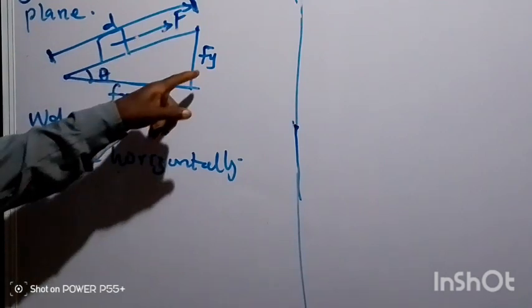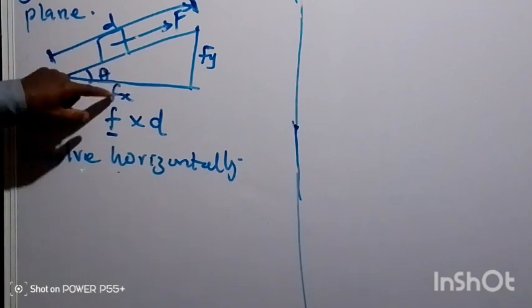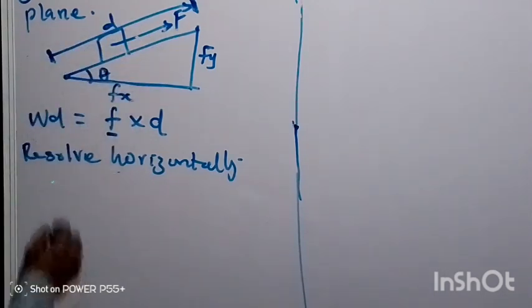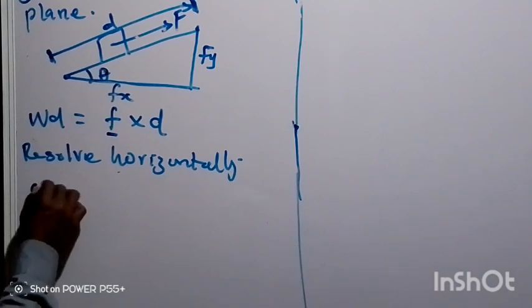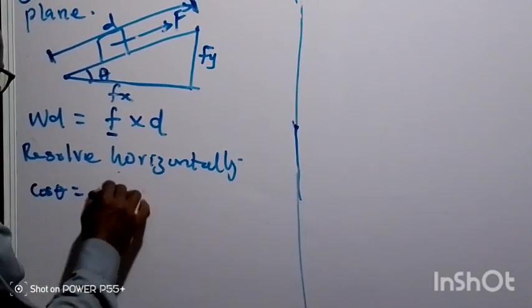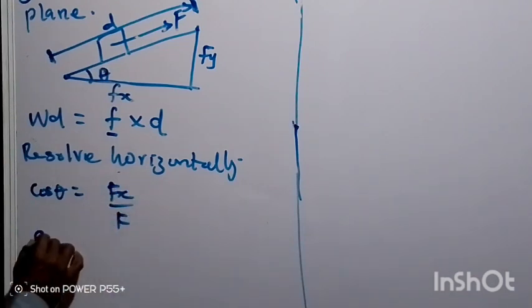So for the horizontal component, this Fx will be the adjacent, while F itself will be the hypotenuse. Then we are going to have cos theta equal to Fx over F. Therefore, our Fx will be equal to F cos theta.